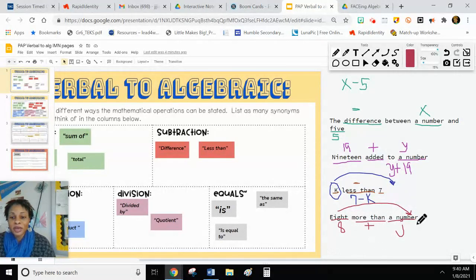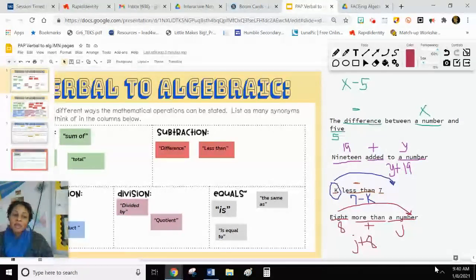So 8 more than a number. So that means J plus 8. Okay? J plus 8. Anytime more than or less than, it goes to the back. But again, it's commutative because it's addition. So J plus 8 or 8 plus J, I would still get the same answer. But if you're looking on a test and multiple choice, most likely when you see more than or less than, it's going to be behind, okay? So those were just a few quick examples to translate. So let's jump into a few more.